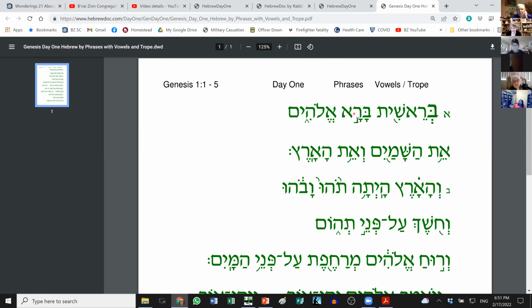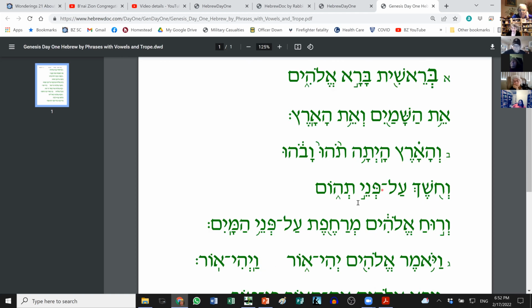Every time you see this pattern, it's going to have the same exact melody. Every time you see this, and then this, and then this, and then this, it's going to have the same melody. So it goes like this. Bereshit bara Elohim et hashamayim ve'et haaretz. Ve'haaretz, dramatic pause, hayata tohu vavohu. V'choshech al panei tahom. We had a dramatic pause here.